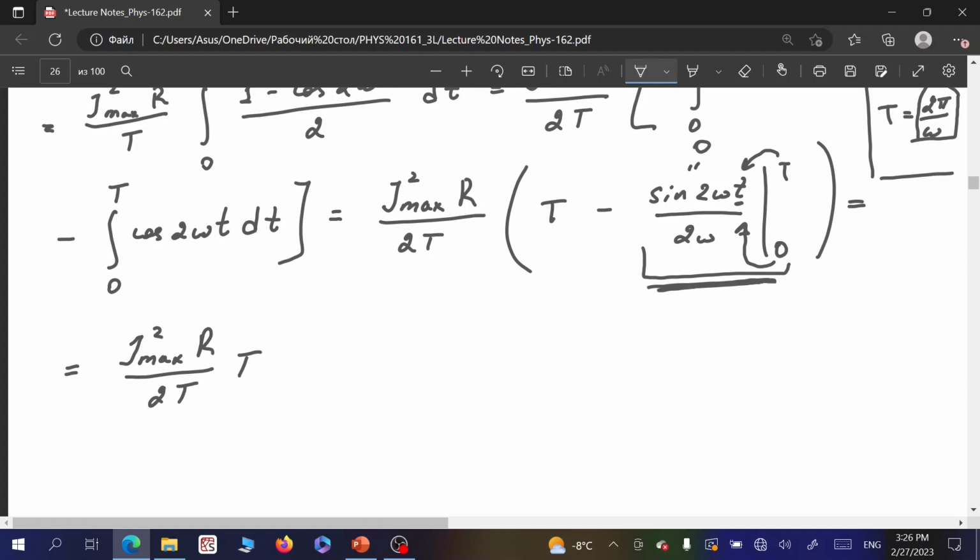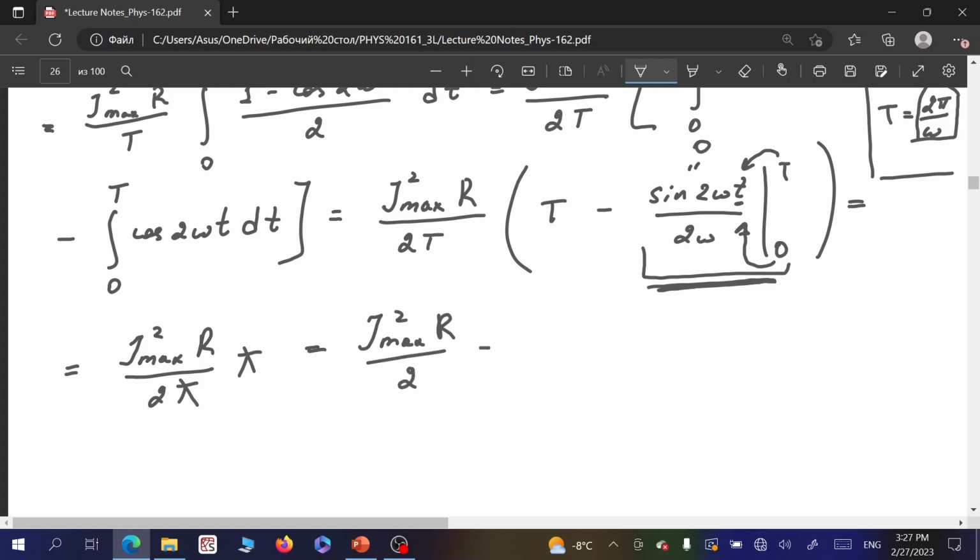So we can cancel this out, guys. And eventually we get that the average power dissipated over the active resistor will be I maximum square times R divided by 2.